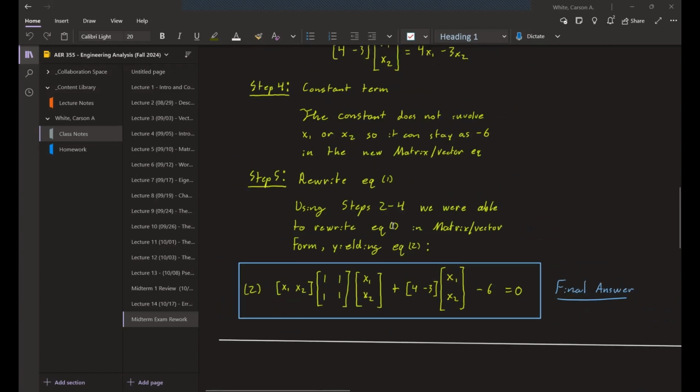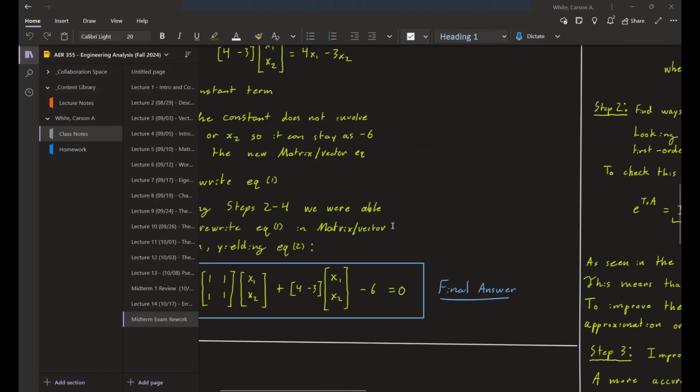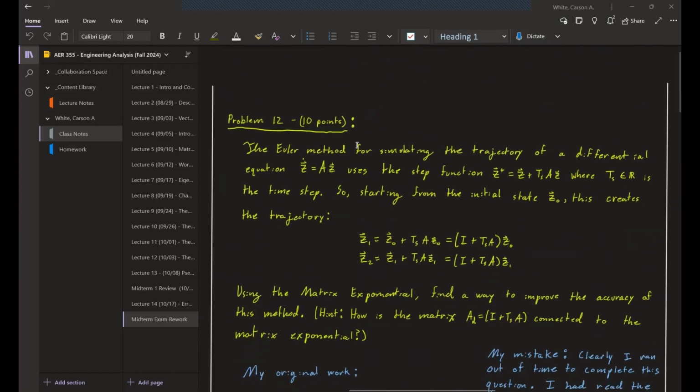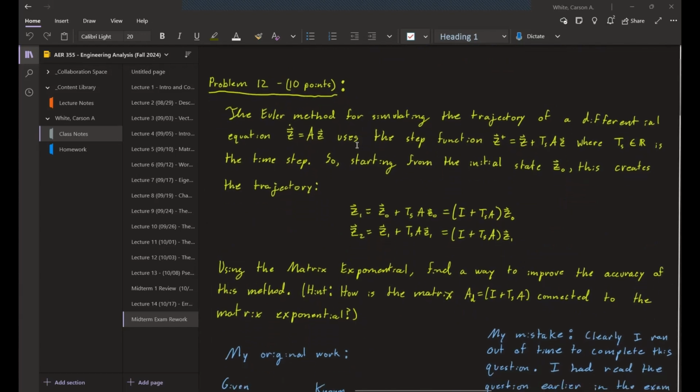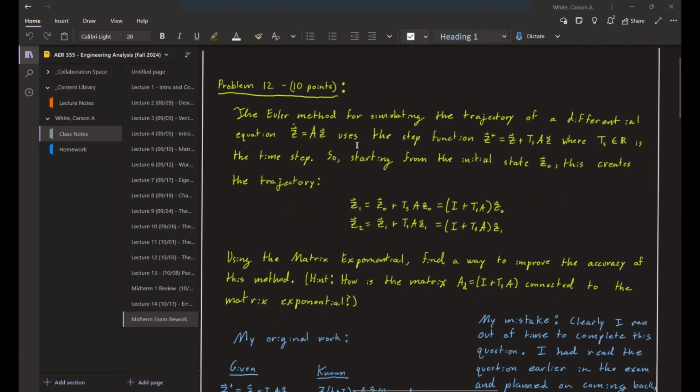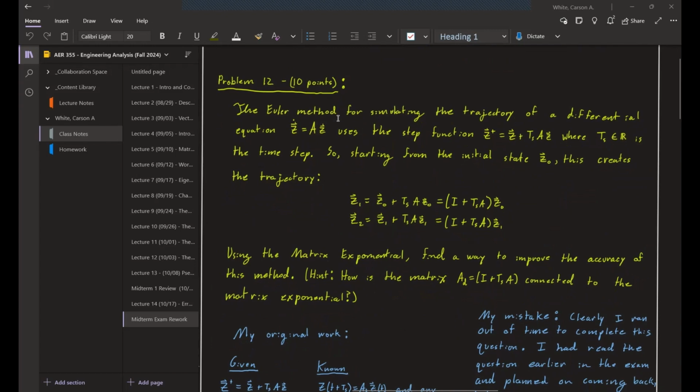And now I'll move on to the second problem. I'll also be reworking problem 12. The problem statement stated, the Euler method for simulating the trajectory of a differential equation z dot equals Az uses the step function z(n+1) equals z(n) plus TS A z(n), where the time step TS is in R.